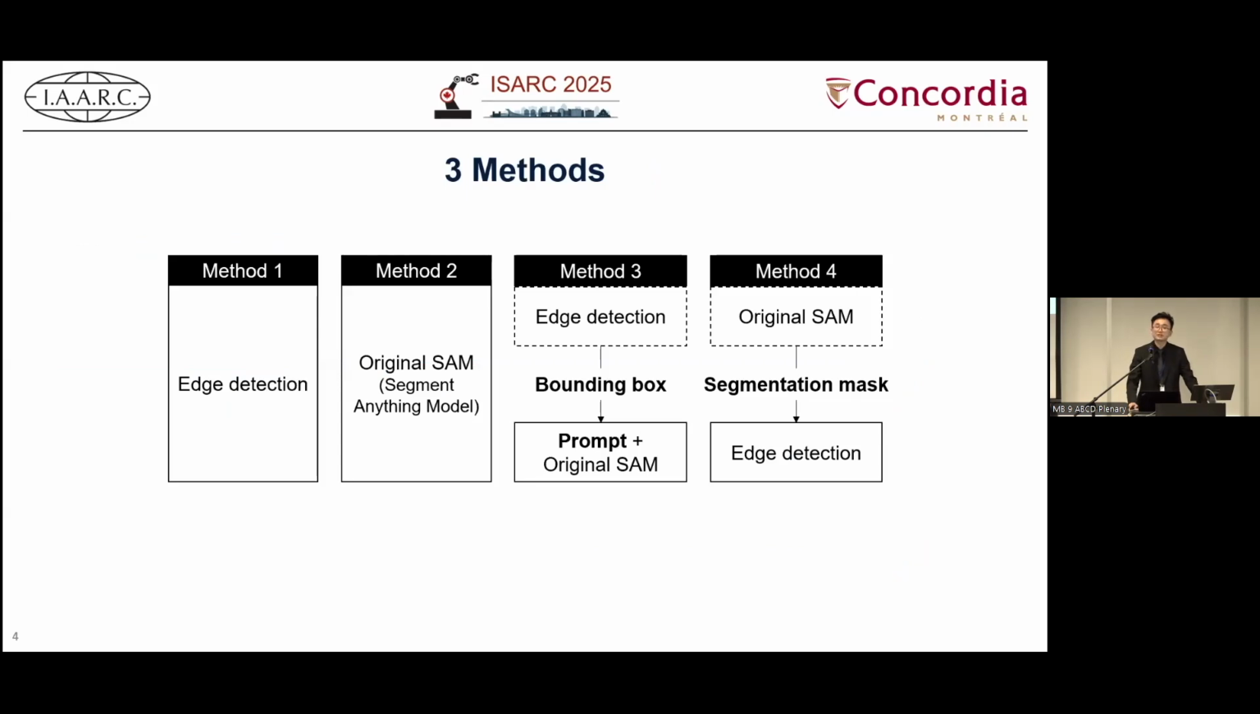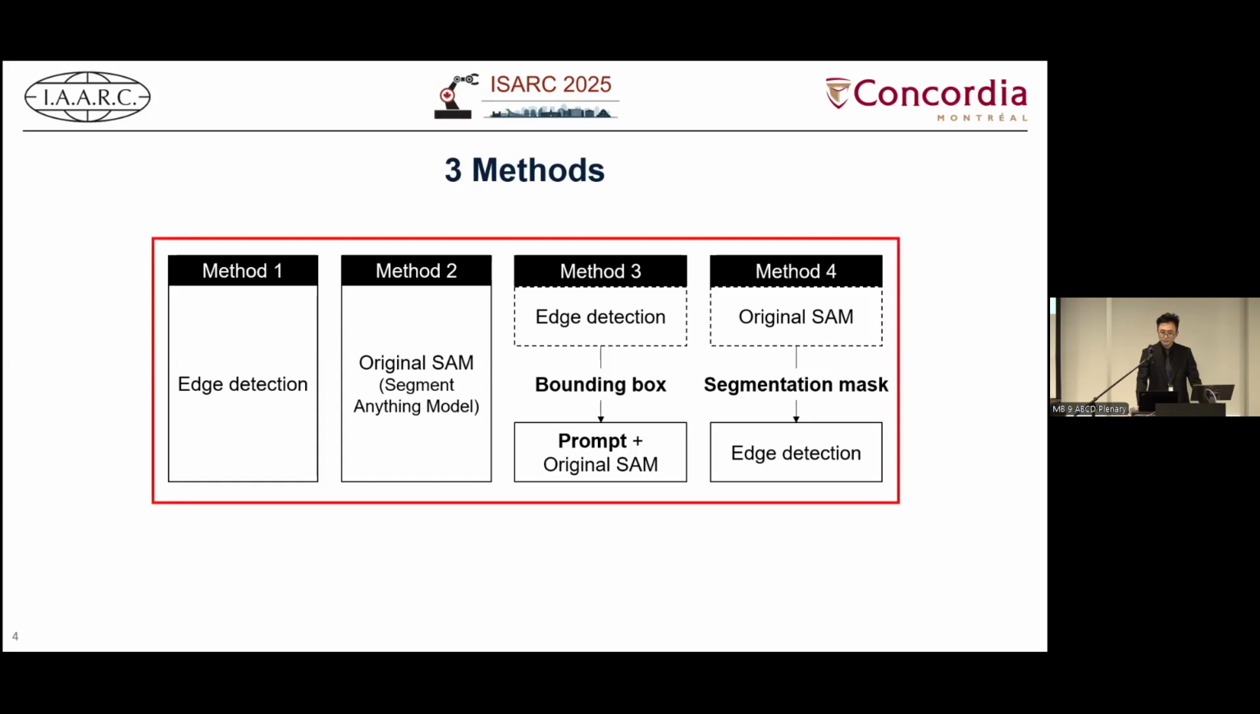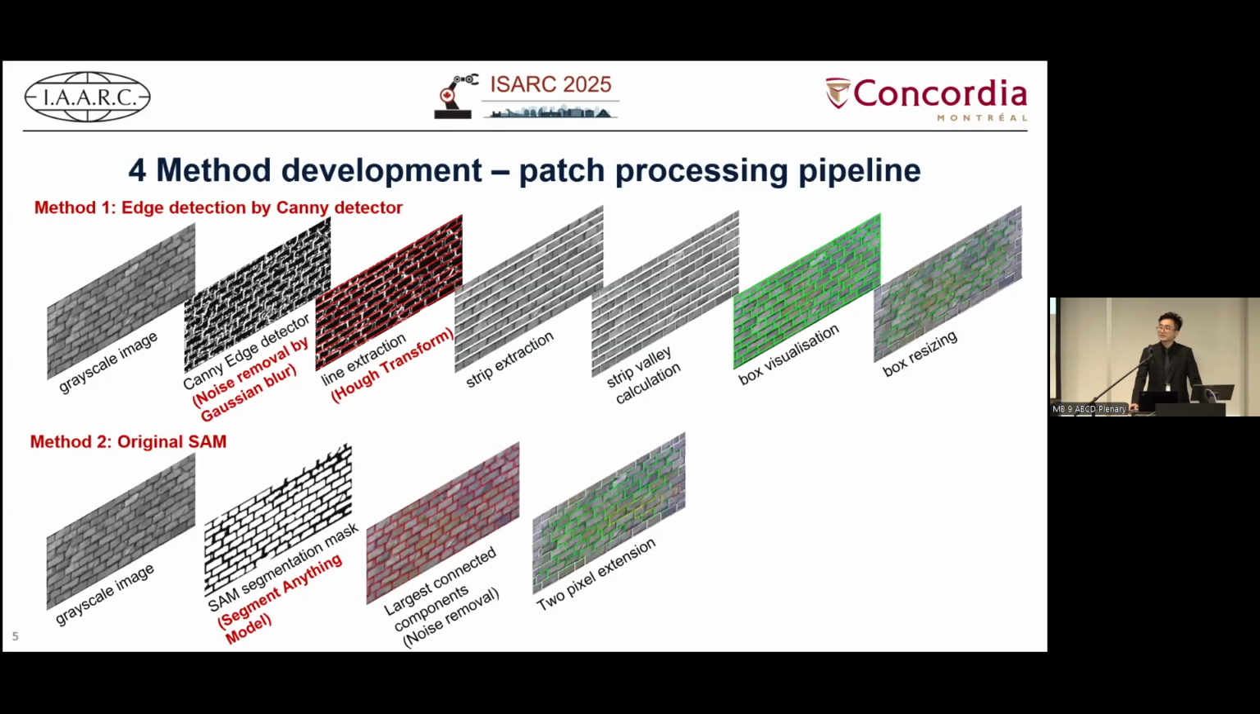So to deal with the problem I just described, we propose 4 methods. And the first one is traditional edge detection. The second one is the original SAM, Segment Anything Model, which is built based on transformer. And methods 3 and 4 are the hybrid method of method 1 and 2. So I would like to explain the method development by listing the patch processing pipeline.